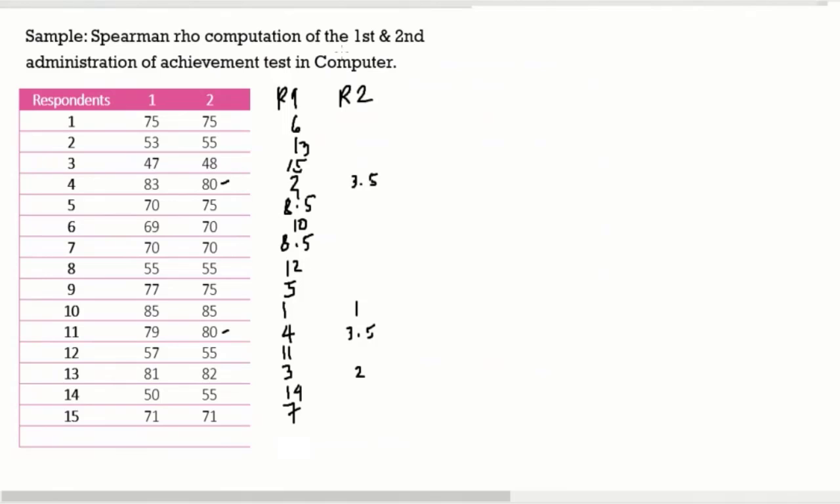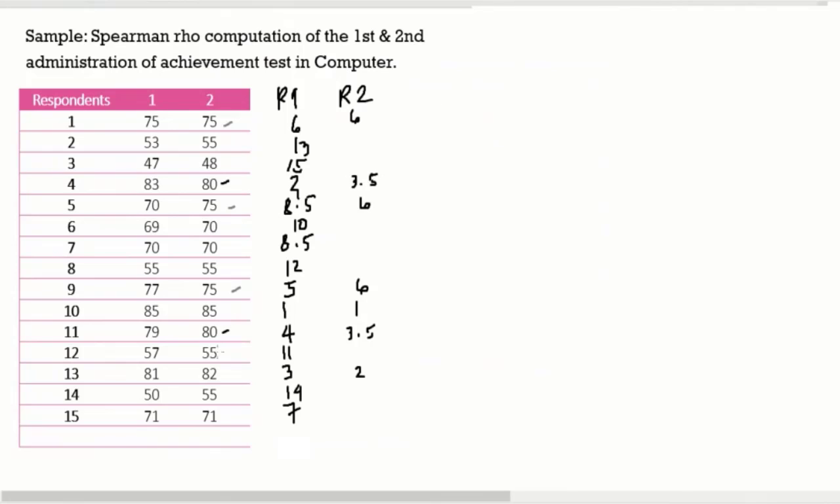75, no? At tatlo ang 75. Okay, 1, 2, 3. So, ang i-share nilang tatlo ay rank 5, 6, 7. Tama ba? So, 5, 6, 7. So, 5 plus 6, 11 plus 7, 18. 18 divided by 3, 6?